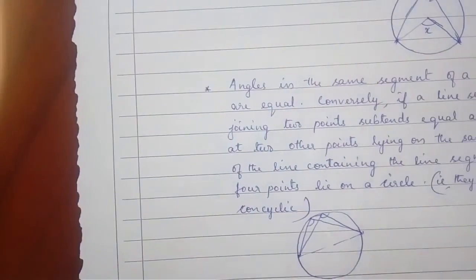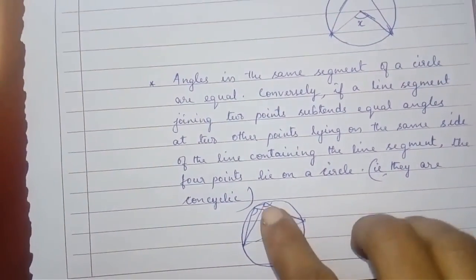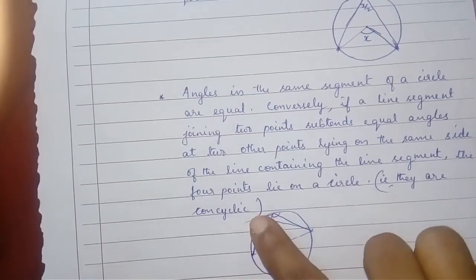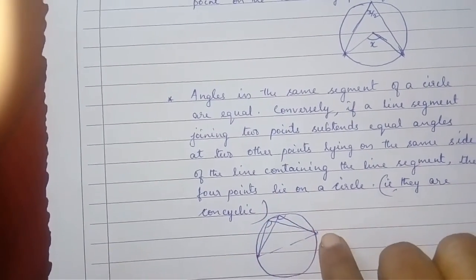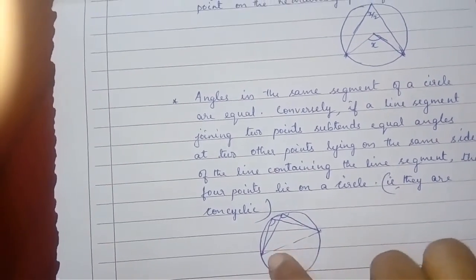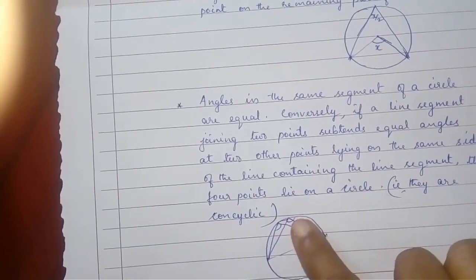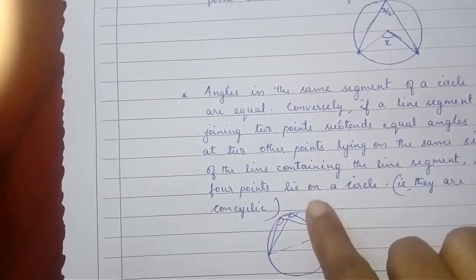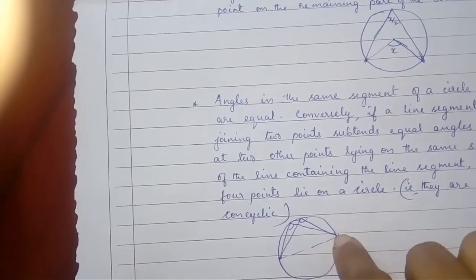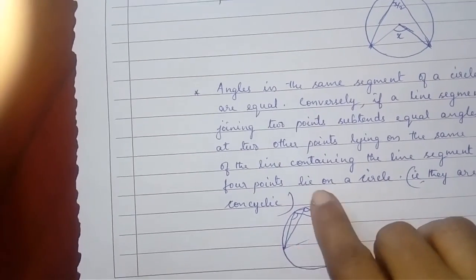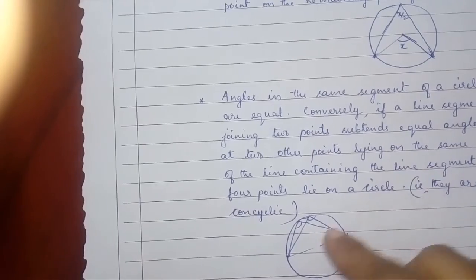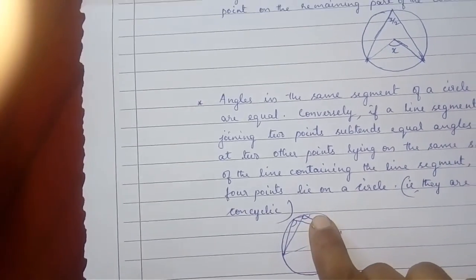You can go through the sentence again. Angles in the same segment of a circle are equal. Angles in the same segment. Again we know what the segment is: a chord is drawn, then the region bounded by the chord and the respective arc is the segment. So this is the segment, and two angles you can see here. So two angles, or any number of angles in the same segment, will be equal.